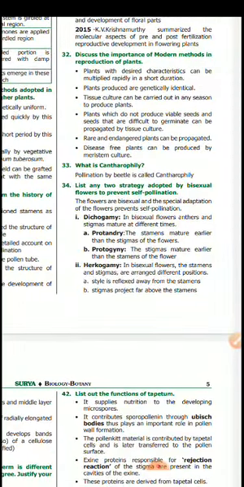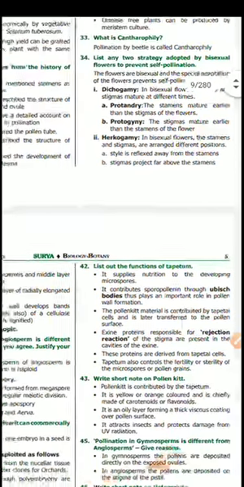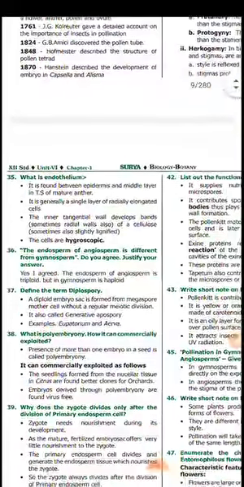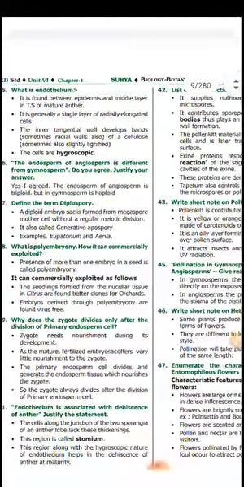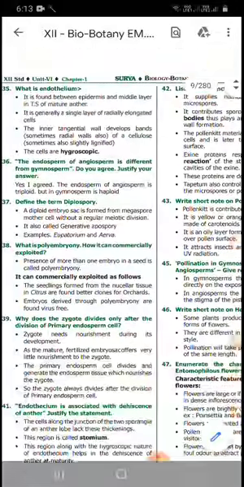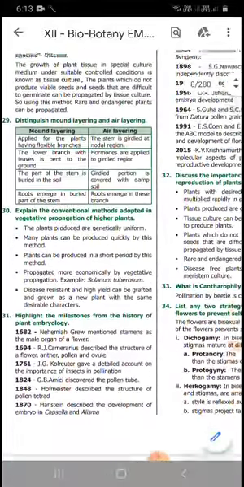Sexual pollination is very, very important. Dichogamy, protandry or protogyny, and what do you mean by herkogamy? Dichogamy is classified into two types, protandry and protogyny. So it is also very important. In this chapter, you should be thorough with the first lesson.